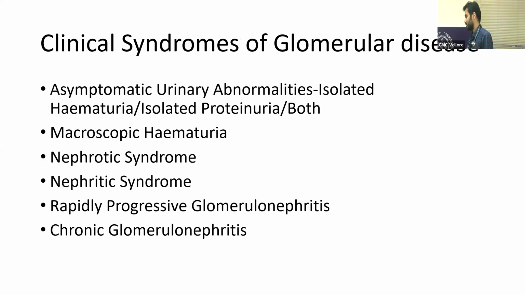So based on this, what are the clinical syndromes of these glomerular diseases? It is all based on how they clinically present and the extent of the urinary abnormalities and renal dysfunction. It can be asymptomatic hematuria or proteinuria, or sometimes a combination of both, or sometimes they may present with isolated macroscopic hematuria, like in IgA nephropathy. They will have episodic macroscopic hematuria, but they will not have any other issues.